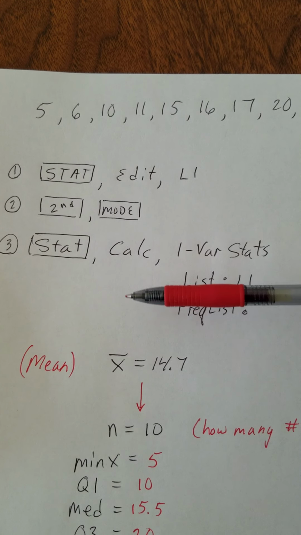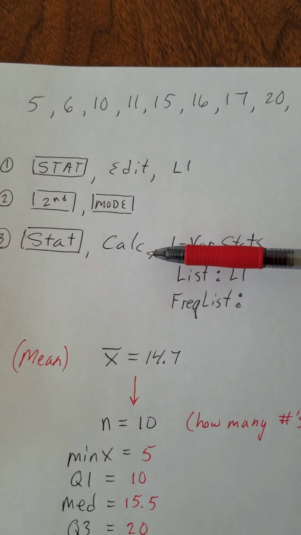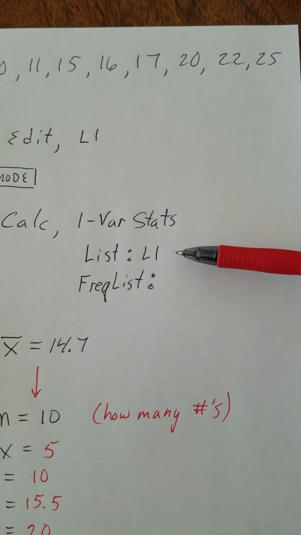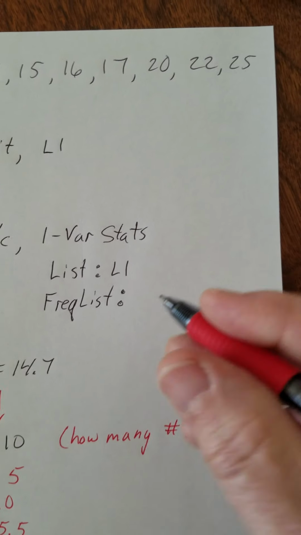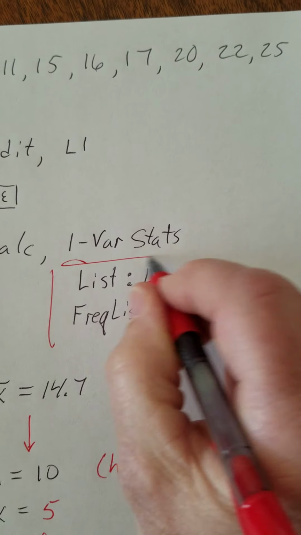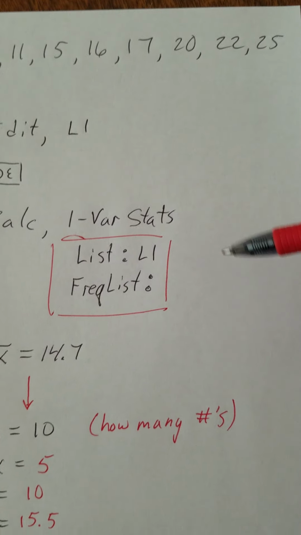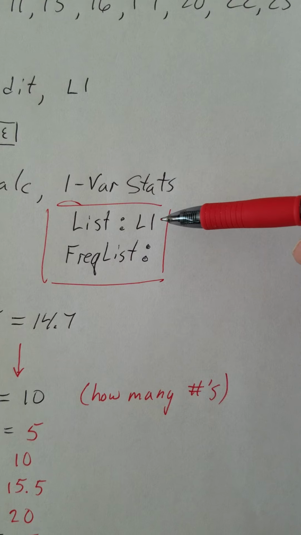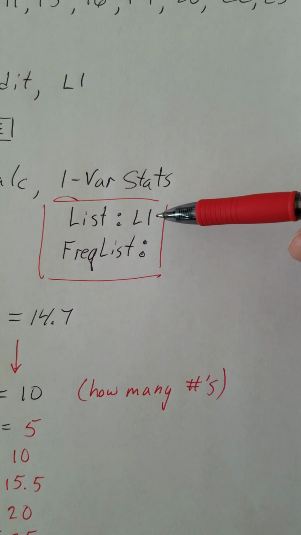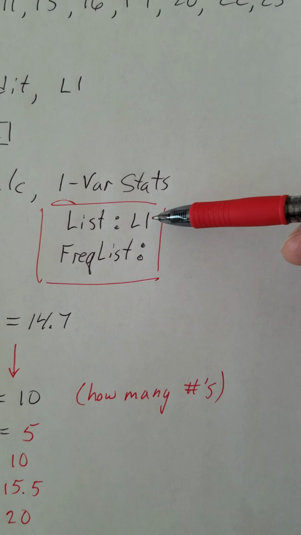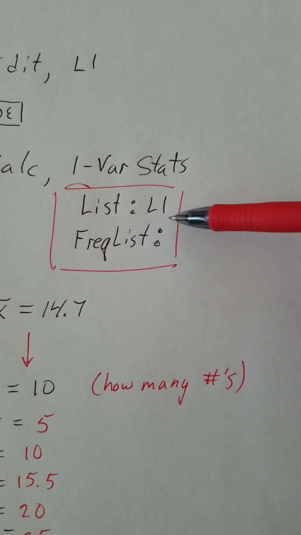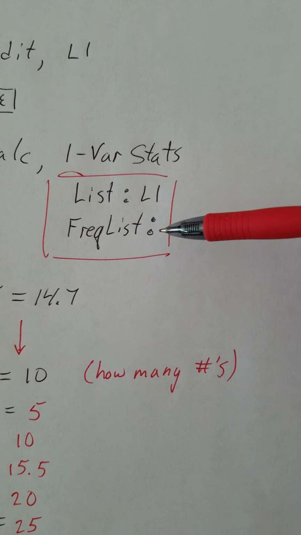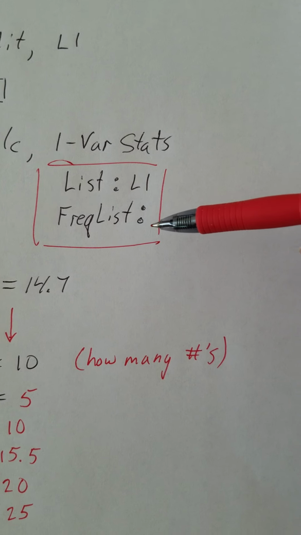You go back to Stat, and then you go to Calculate, and then you choose 1-Var Stats. And then you make sure what's there is this list. Make sure there's List 1 there, and if it's not, you can get that. It's right above the number 1 key. So you can put that in. And then frequency list, you don't want anything there right now. For what we're doing, nothing. Then you click on calculate.